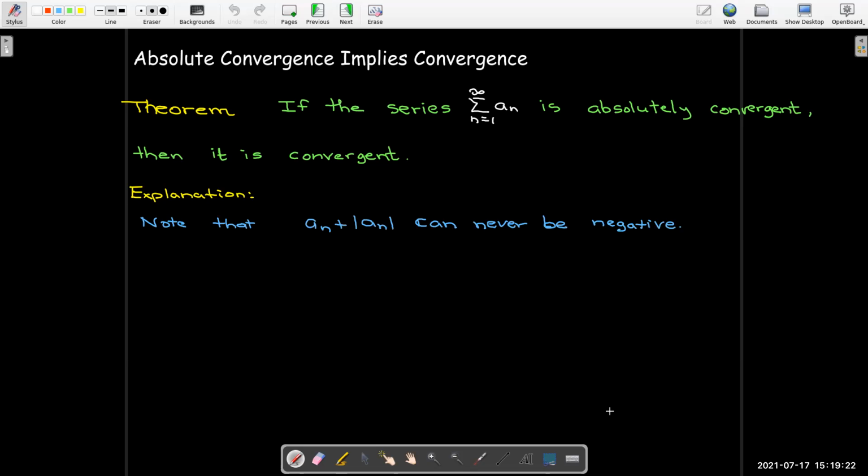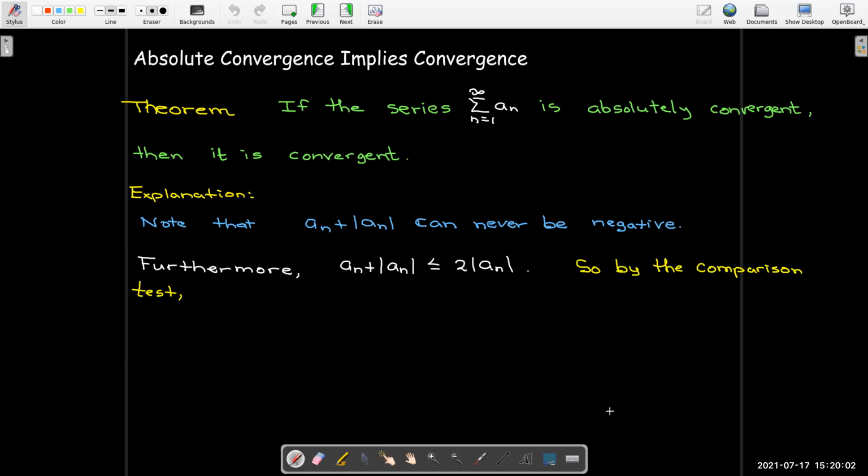Well, let's just think about absolute values here for a minute. If I take a number and add its absolute value, it can never be negative. It could be 0. If the number is negative and you add it to its absolute value, then you would get 0, but it can never be negative. And if I take a number and add its absolute value, it can never be more than twice the absolute value. In fact, it equals twice the absolute value if it's a positive number. And if it's a negative number, then it's equal to 0, which is certainly less than twice its absolute value.